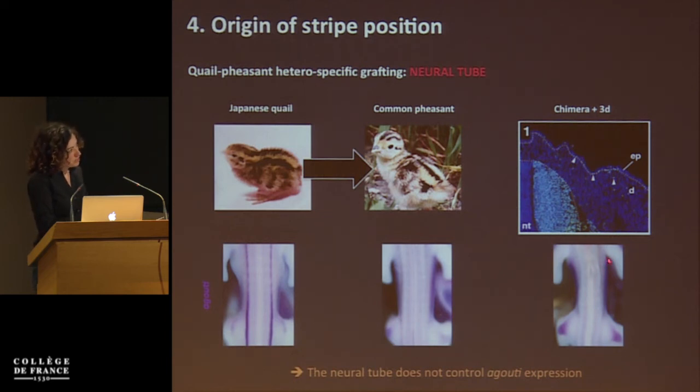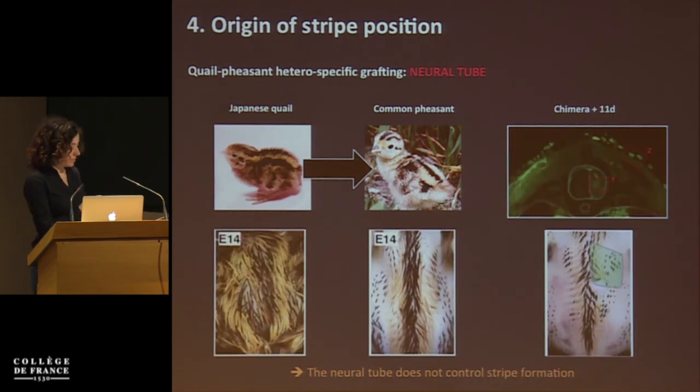I should say that the level of the graft is always made just right here, below the wing level. So there was no expression of agouti, much like the host, but unlike the donor, because the quails at this stage already express agouti in bands. So the neural tube does not seem to control agouti expression. What about color? Well, we made long-term chimeras, 11 days after. We could see that in the grafted area, the color pattern was that of the host and different from that of the donor. So the neural tube does not control the formation of stripes.